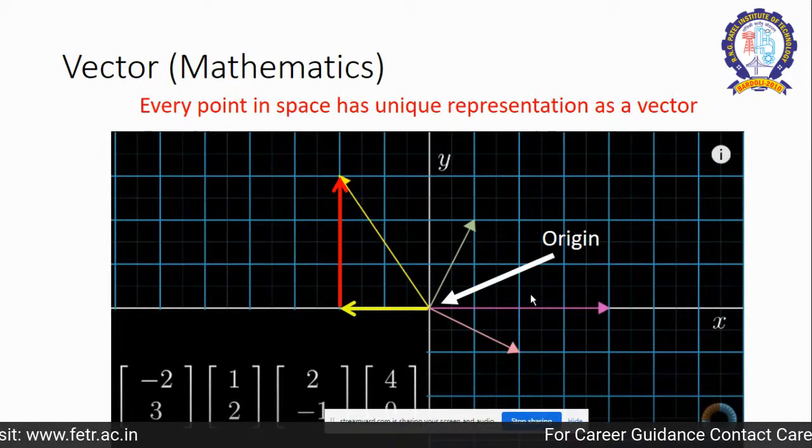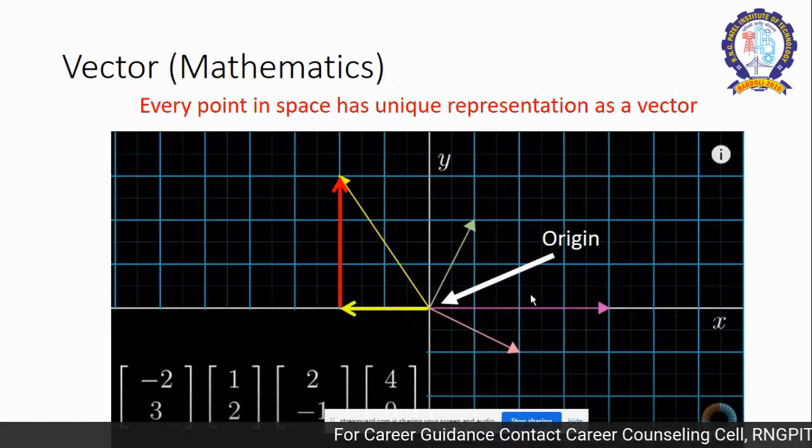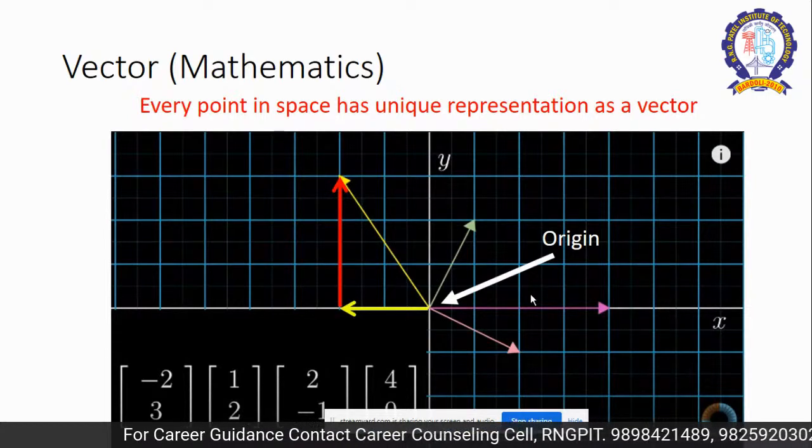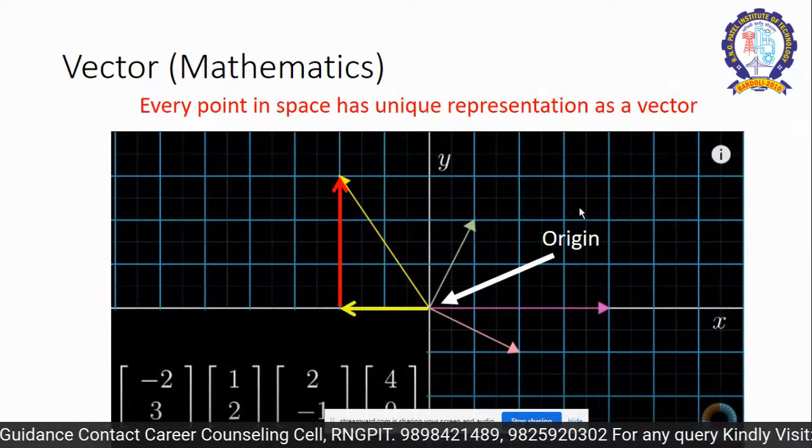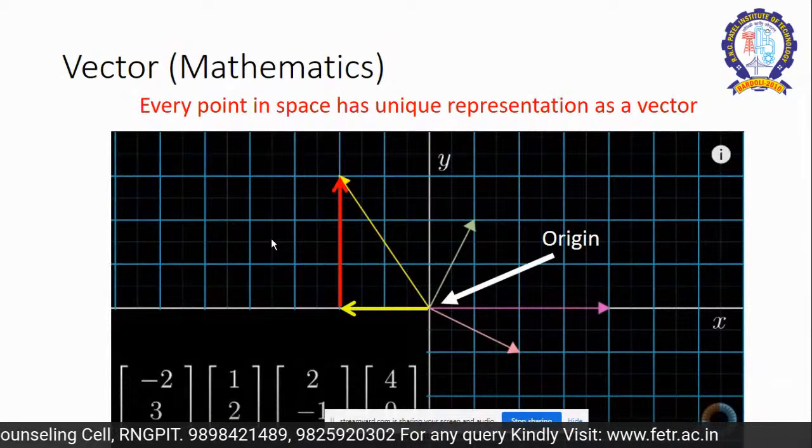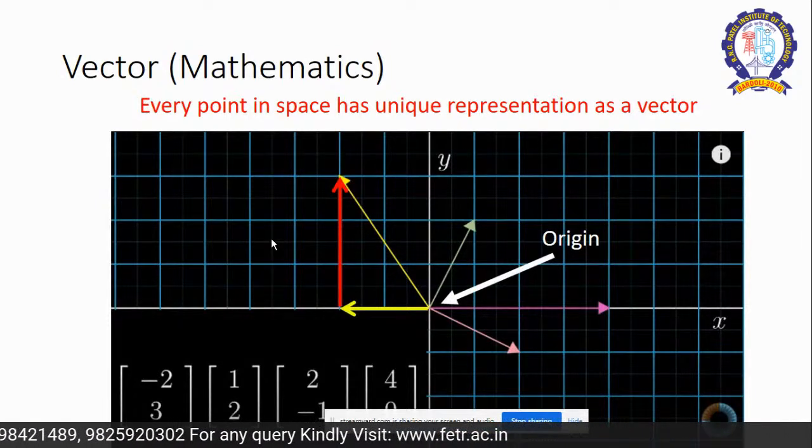So every point in a space has a unique representation as a vector. Whenever you take any point in the space, it has a unique representation with an ordered pair of numbers.